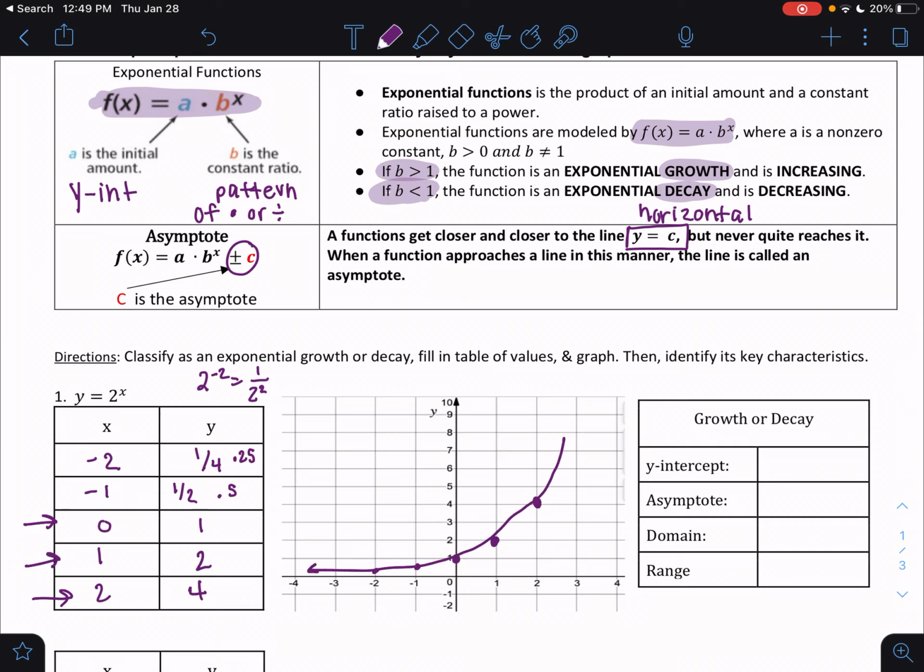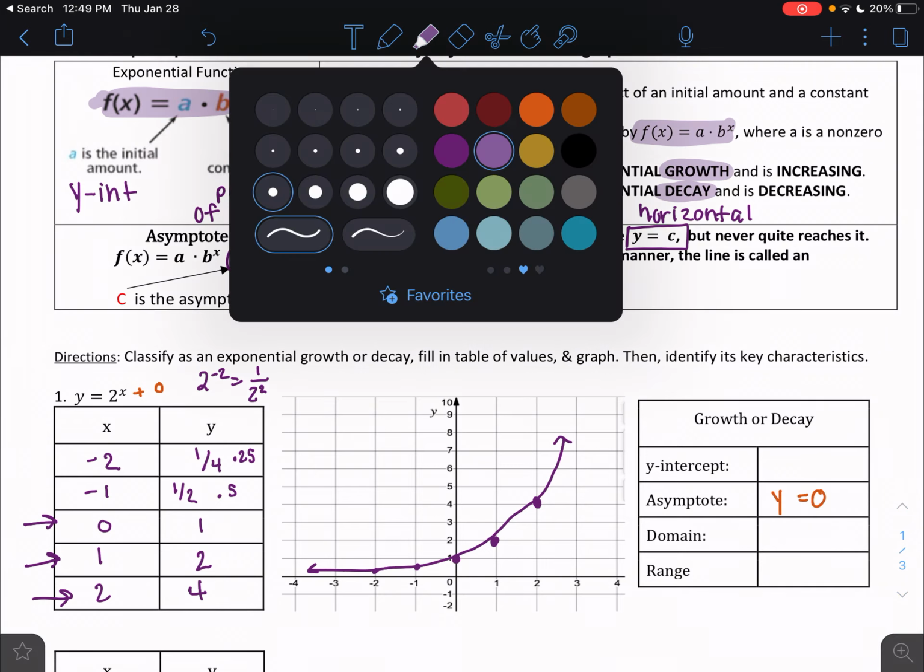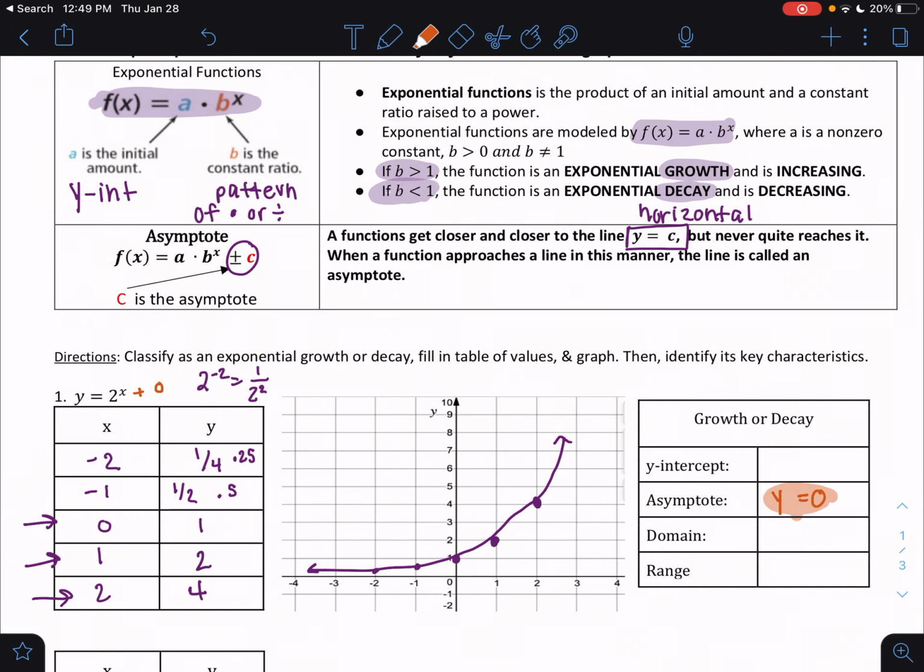But I'm never going to touch or cross the x-axis, because that is actually my asymptote. At the end of this, you could think of plus 0, and that's going to be our c. So our asymptote is y equals 0. We get this from our c, and since we don't have a c, our asymptote here is the x-axis.